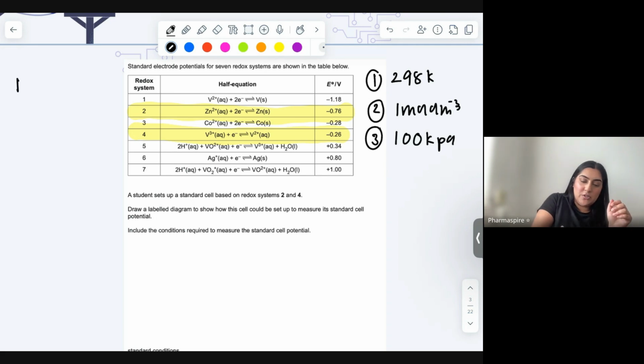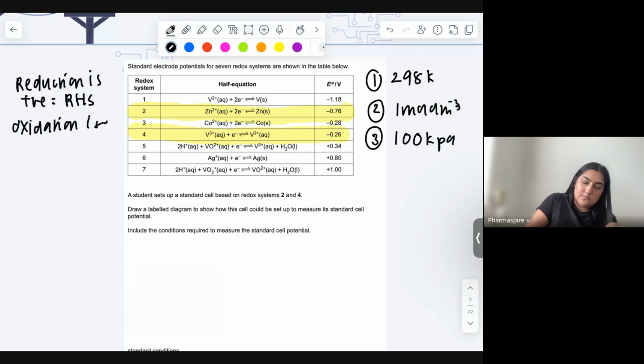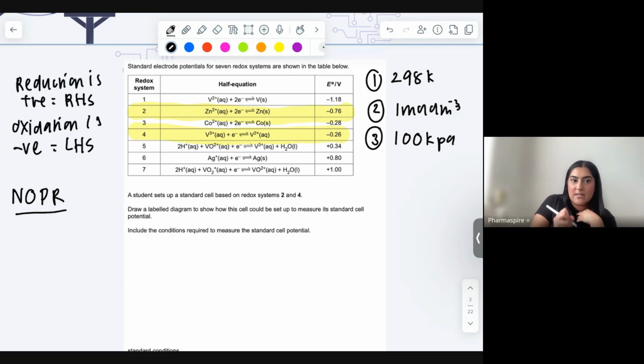So reduction is positive. Everything is right-hand side. Oxidation is negative. So that is left-hand side. I remember it as NOPA: Negative oxidation, positive reduction. That's my little way of remembering it. So then how do you actually draw it? Let's talk about it.